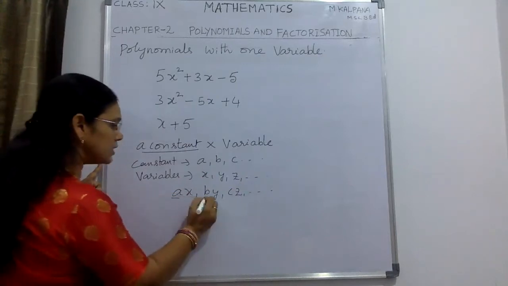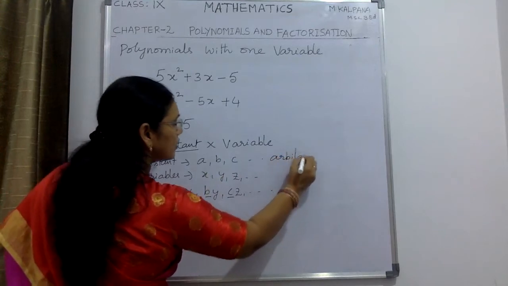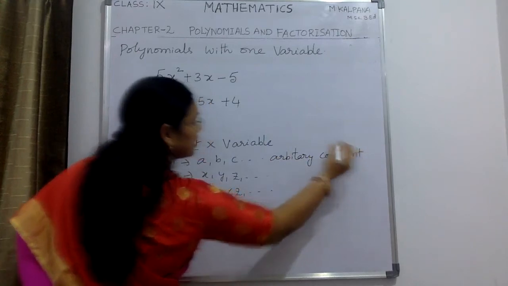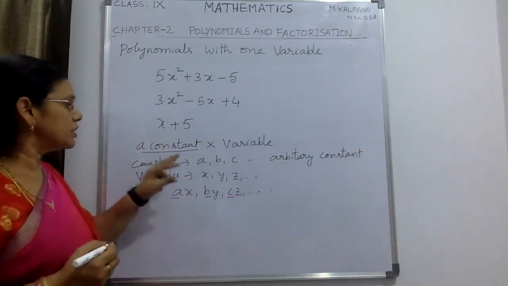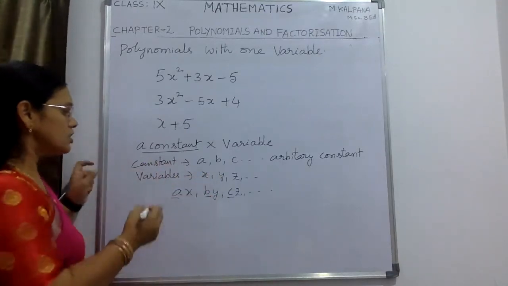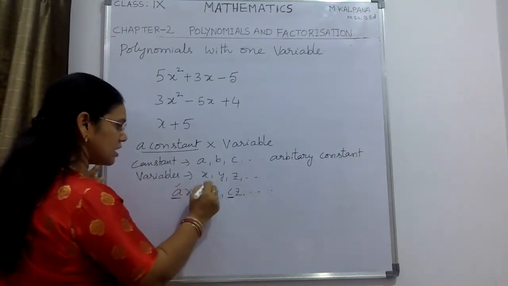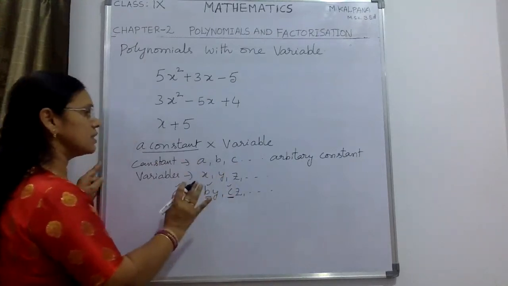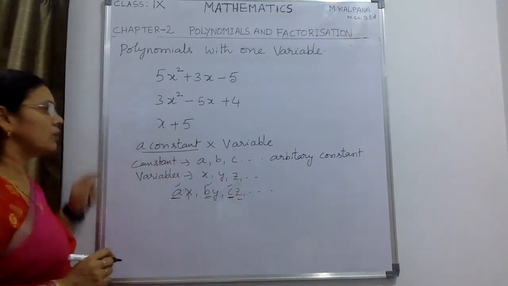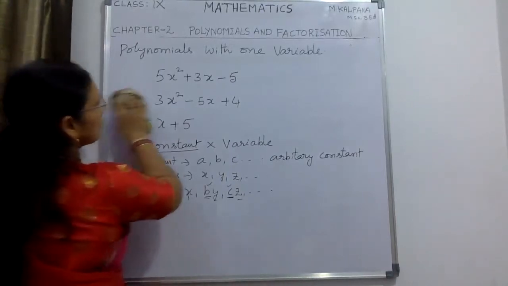So here A, B, C are called arbitrary constants, children. Remember this: arbitrary constants. When we don't know the actual constants, we represent constants with A, B, C and variables with X, Y, Z. So these constants are specially known as arbitrary constants. Here A, B, C are also alphabets, but this means they are the arbitrary constants. X, Y, Z represent variables here.